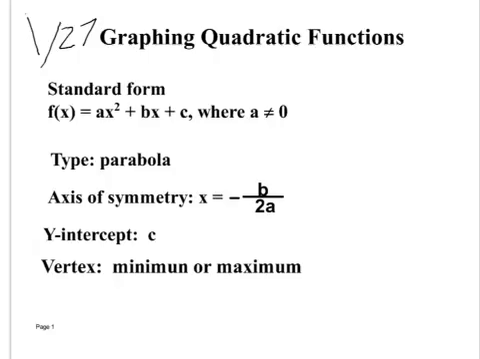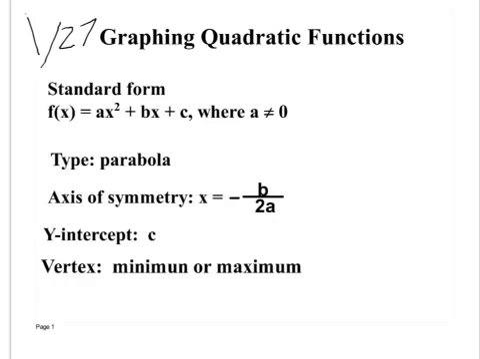Graphing quadratic functions. The standard form of a quadratic function is ax squared plus bx plus c, where a does not equal 0. A cannot equal 0. It looks like a parabola, which I'll show you what it looks like here in a minute. That's the shape of it.